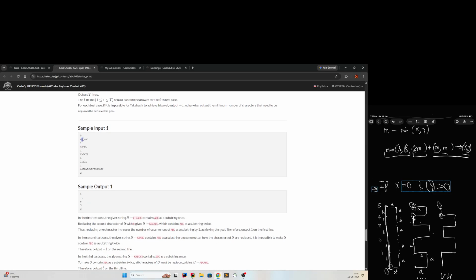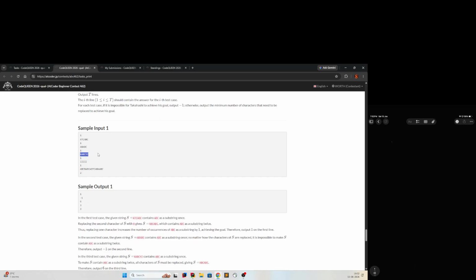And we have to tell the minimum number of replacement operations we require to increase ABC by 1. So here it is 1. Here, if we see the length is 5, so ABC occurs once, and we need ABC to occur twice, which is not possible because we don't have enough characters. So here the answer is -1, which means not possible.